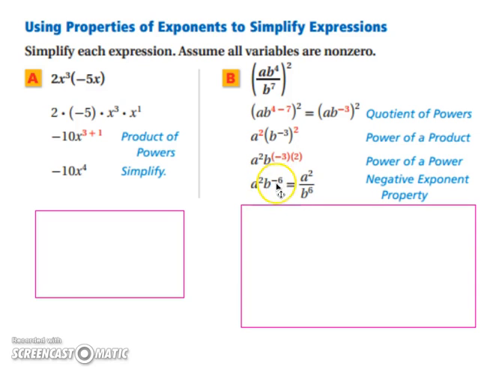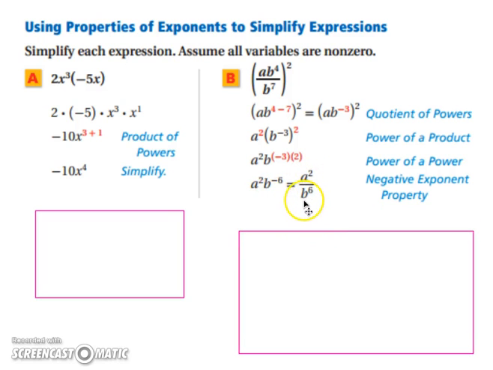We don't want negative exponents. So to make this a positive exponent, we need to move b to the denominator, leaving us with a squared divided by b to the sixth.